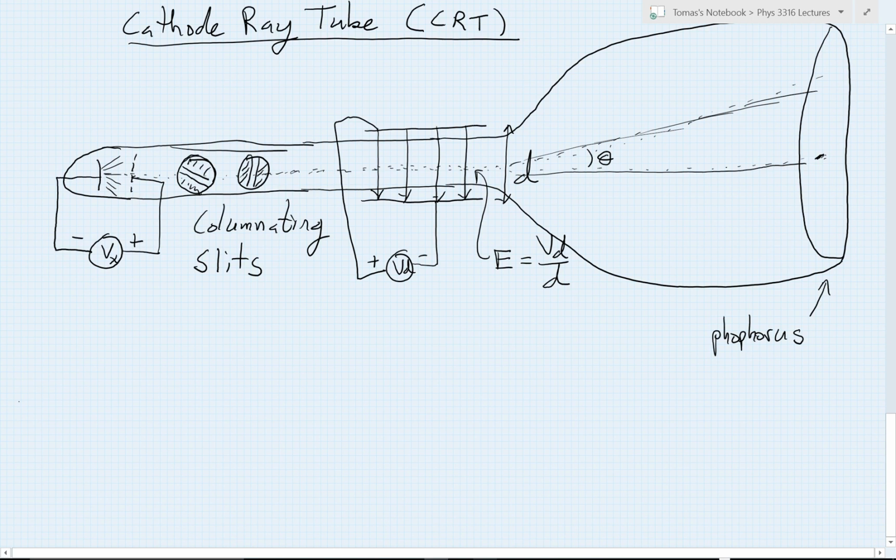So, some observations or results from this experiment. Well, one of the first results is that when you check all of the various signs here, we notice that the cathode rays are not only charged, but they travel like negative charges. They're trying to climb up these electric field lines. So the cathode rays are negatively charged.